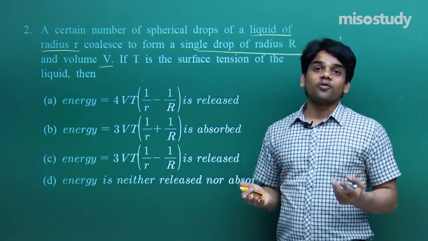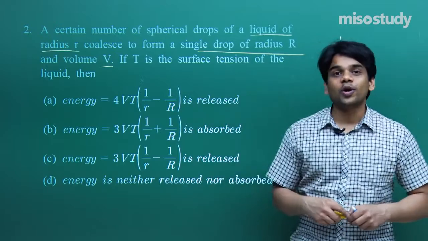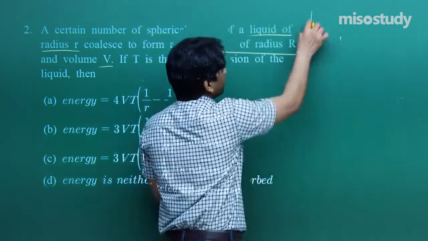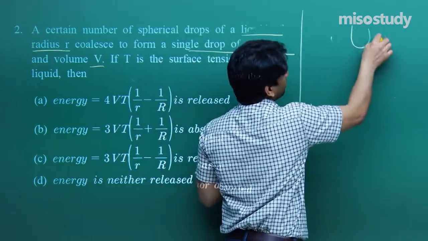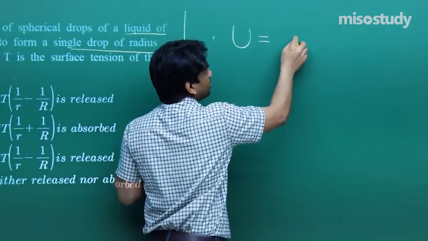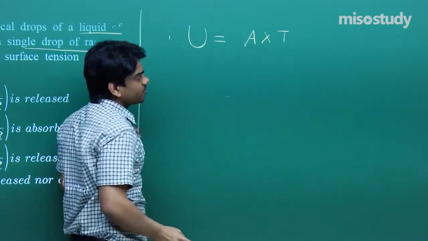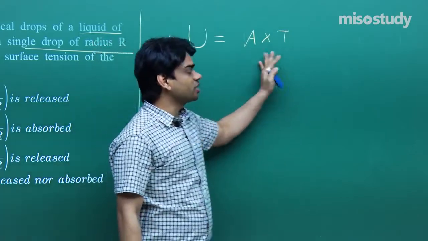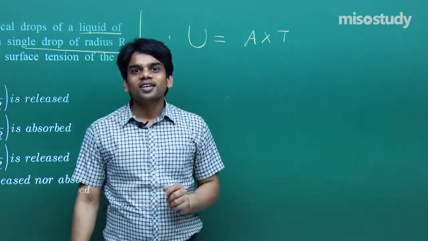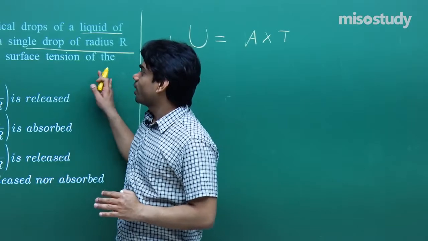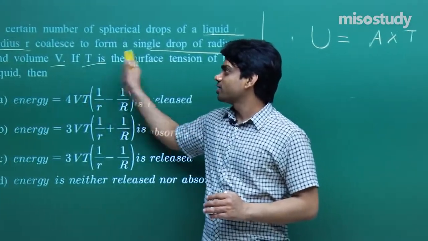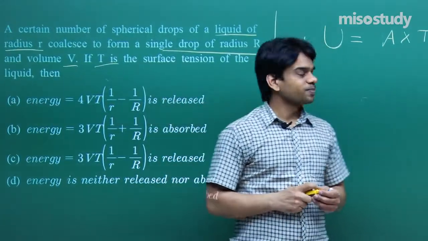In the case of a drop, I have told you how to find out the surface energy. If you remember, the surface energy is given as the surface area multiplied with the surface tension. Here I am using T for surface tension, not S, because in this question we have provided that T is the surface tension. So in this way we are using.